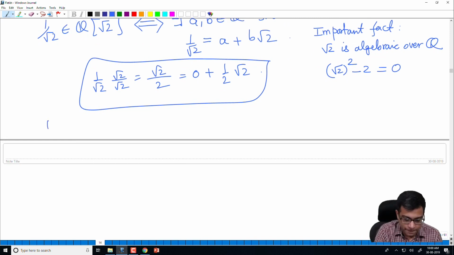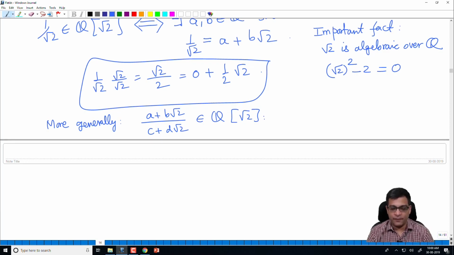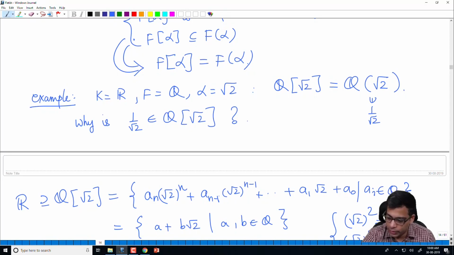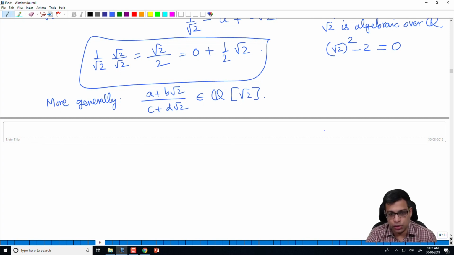So more generally, a plus b root 2 by c plus d root 2, as long as this is non-zero of course, is in Q adjoin root 2. The point I want to emphasize is that we don't need to prove this anymore, because we have already shown that Q[root 2] is a field. Q[root 2] is a field and c plus d root 2 is a non-zero element there. So 1 by c plus d root 2 will be there. So a plus b root 2 times it is also there. So any ratio is there.